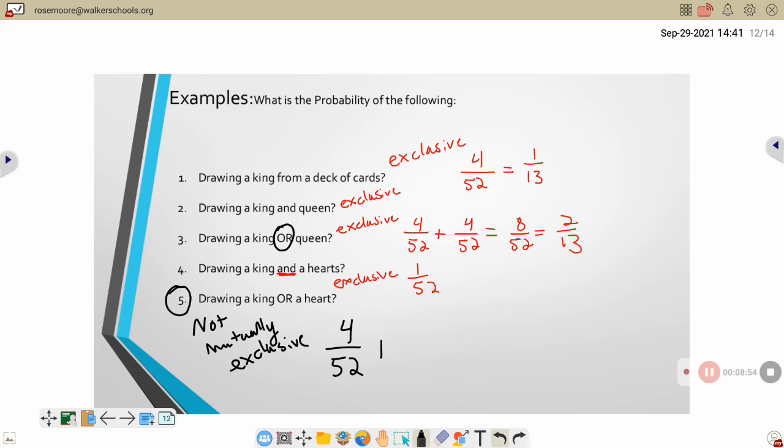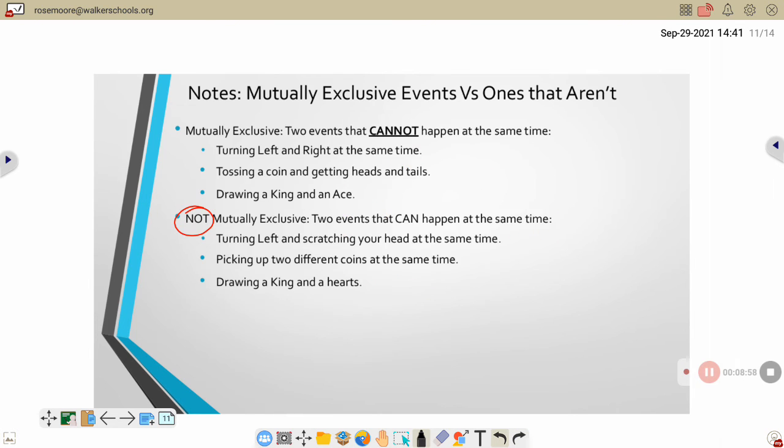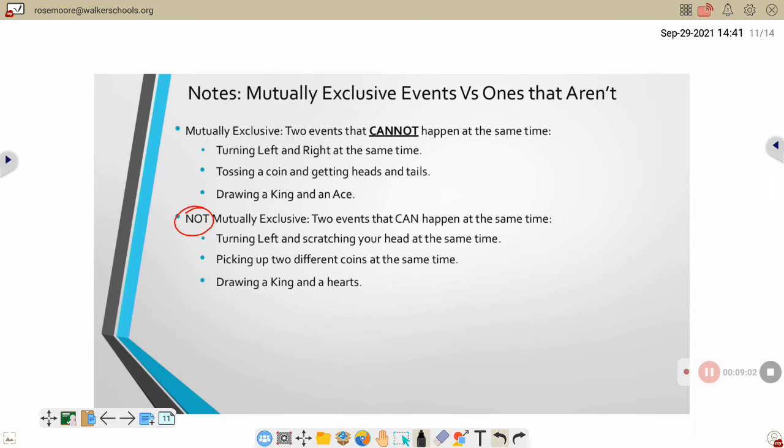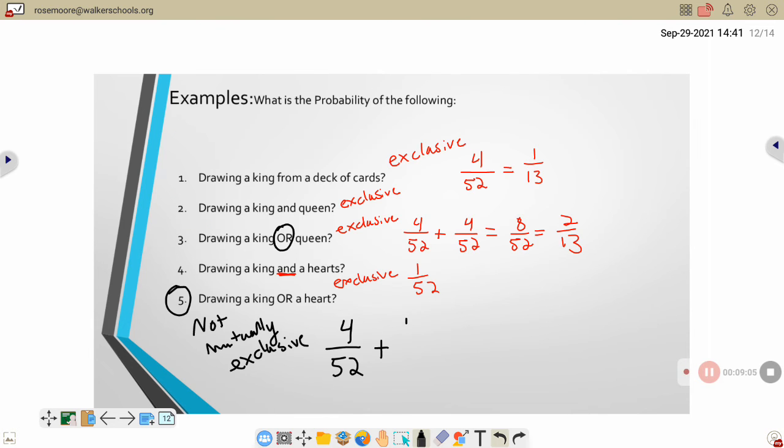But we also, okay, have hearts in our deck of cards. And if we go back to our deck of cards, okay, we have 13 of those. So I have 13 hearts. I have an ace, a 2, a 3, a 4, a 5, a 6, a 7, 8, a 9, a 10, a jack, a queen, and a king. What's going to be important when we have our not exclusive events is one of these overlaps. What about the king of hearts?